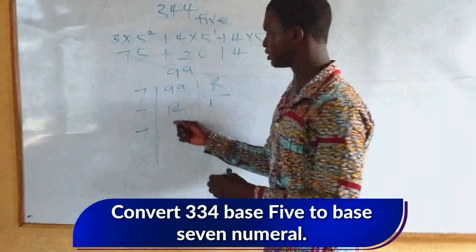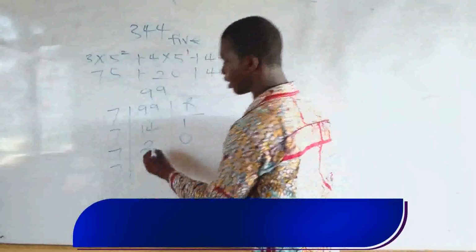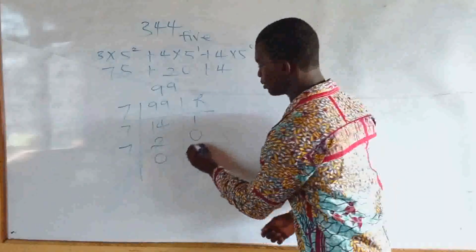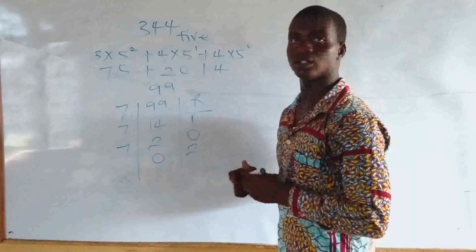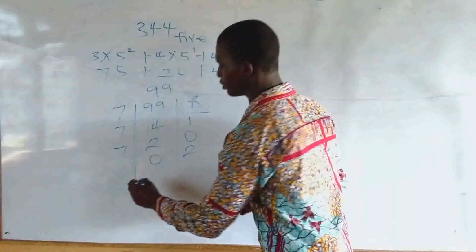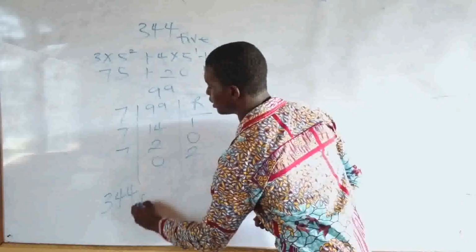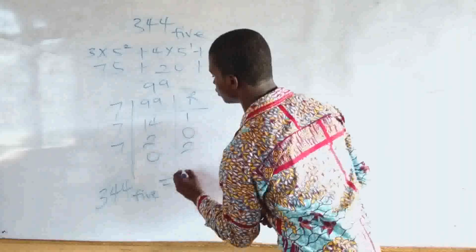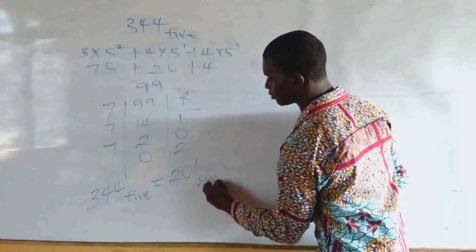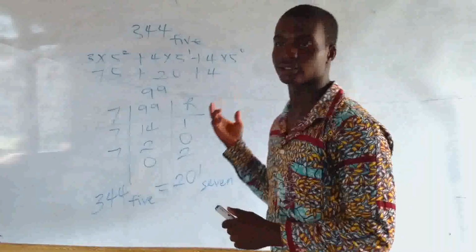7 goes into 14 how many times? That is 2, remainder 0. 7 goes into 2 how many times? 0, remainder 2. And so you have the answer to be this way: 344 base 5 is equal to 201 base 7. So this is your answer to question 5.